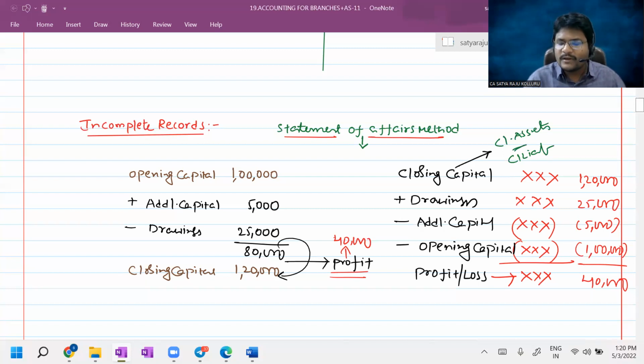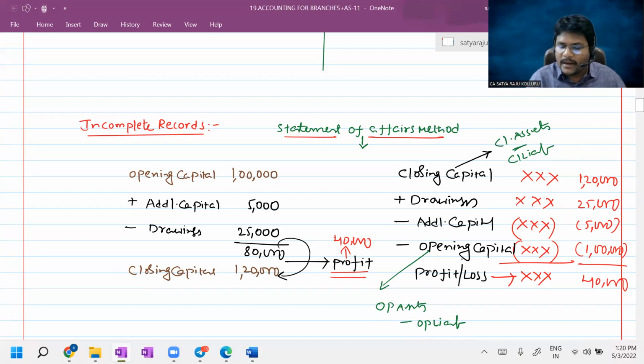So the difference between closing assets and closing liabilities, we can call it closing capital. In the same way, opening capital is the difference between opening assets and opening liabilities, outside liabilities. Then we will get opening capital. These assets and liabilities we are going to present through a statement of affairs like a balance sheet. Then the balancing figure we derive is closing capital. And with the opening assets and opening liabilities, if you present a statement of affairs, then we get a balancing figure of opening capital.